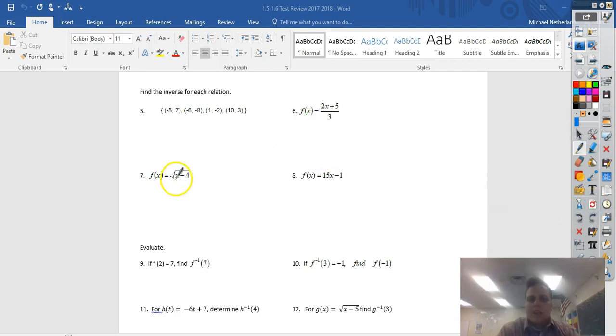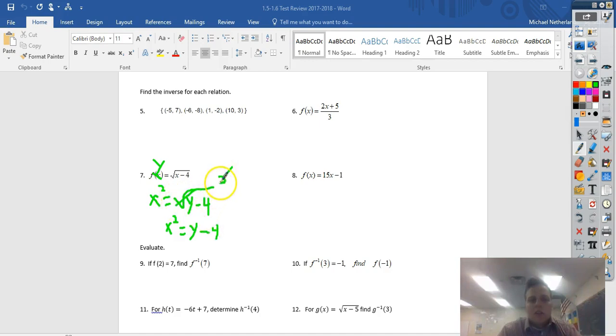All right. Let's go on to number 7. Switch x and y. We know this is really just a fancy y. So we can say x is equal to the square root of y minus 4. You'll notice that everything is underneath the square root sign. So the very first thing I have to do is get rid of the square root sign. So I square both sides. So now I have x squared is equal to y minus 4.